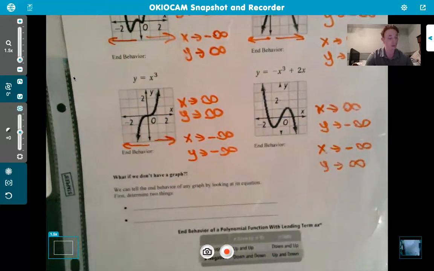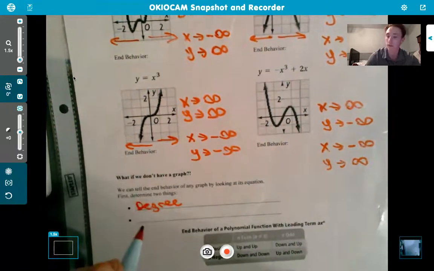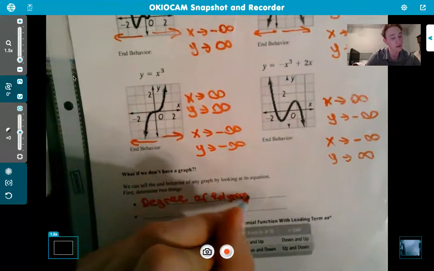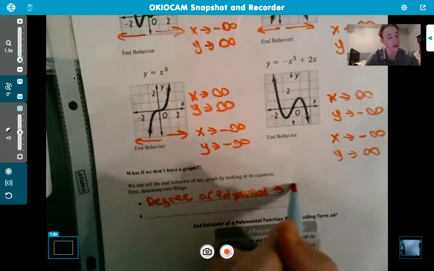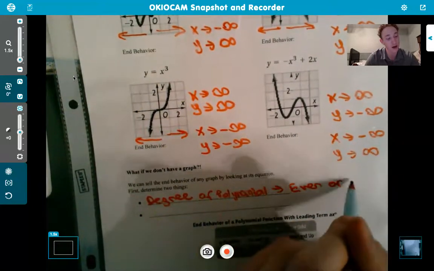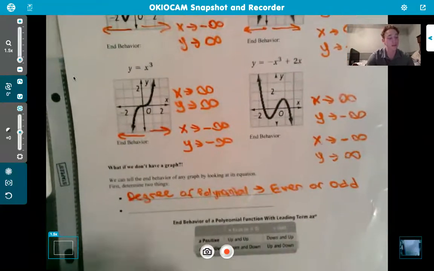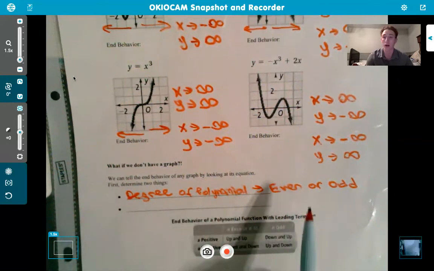So the first thing we're going to look at, as I said, is the degree. So what's the highest degree that I have? The degree of that polynomial. And we're going to look specifically at whether or not that degree is even or odd. Because that's going to make a difference in whether or not my graph is increasing or decreasing depending on the direction that we're going. So if the degree of the polynomial is even or odd, we're going to take a look at that. That's going to help us determine what the end behavior is.